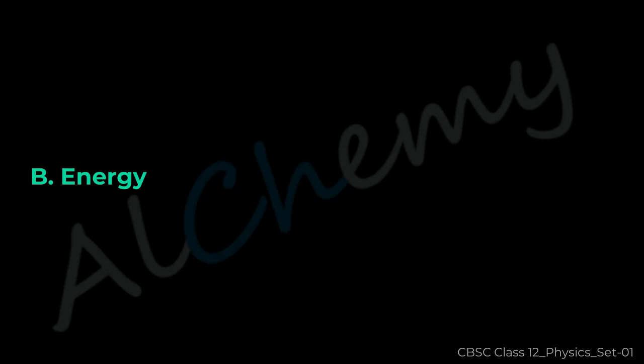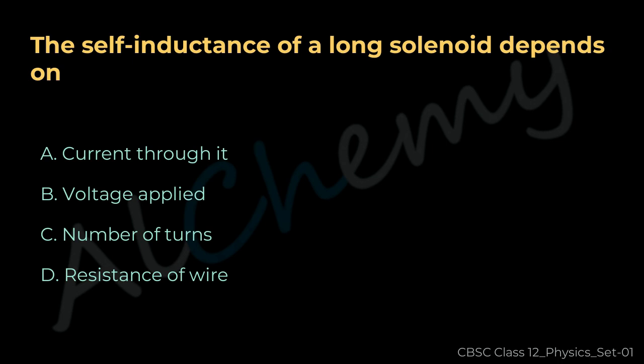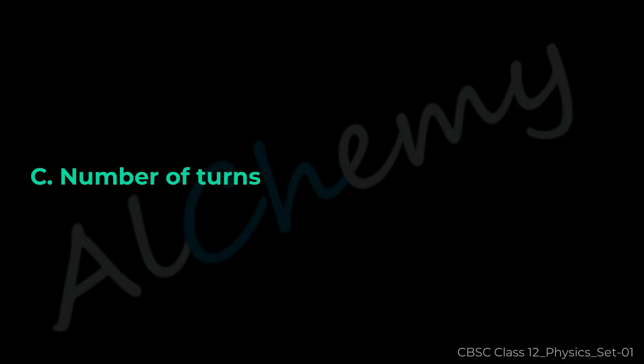Energy. Question 17. The self-inductance of a long solenoid depends on A. Current through it, B. Voltage applied, C. Number of turns, D. Resistance of wire. The correct answer is C.